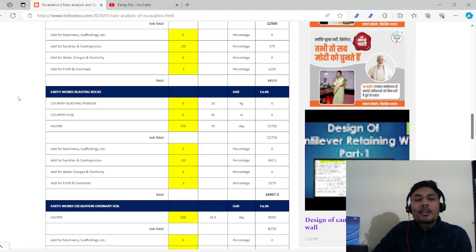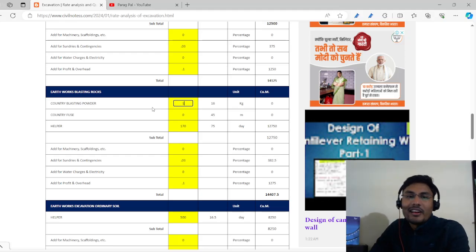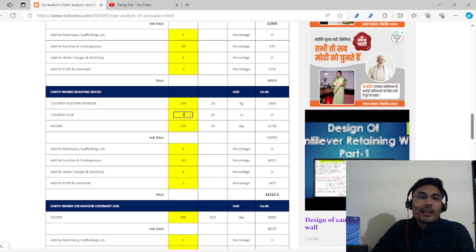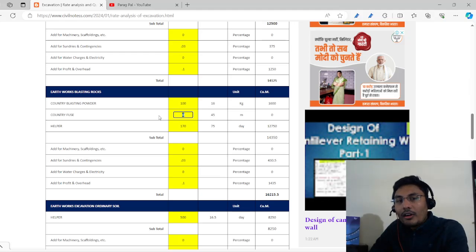So you need to do earthwork for blasting rock. What you need is country blasting powder, which is 16 kg, country fuse, which is 45 meters, and you need a helper at 75 per day. You can see the helper cost of 170 rupees I have considered here. Blasting powder I'm considering 100 rupees. I am not aware how much the cost is. The country fuse I'm considering just take this cost as 500 rupees, and this one I'm considering 100 rupees.